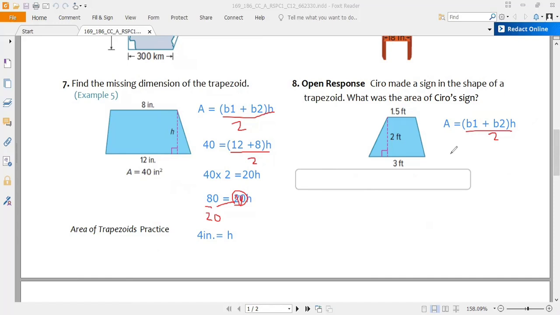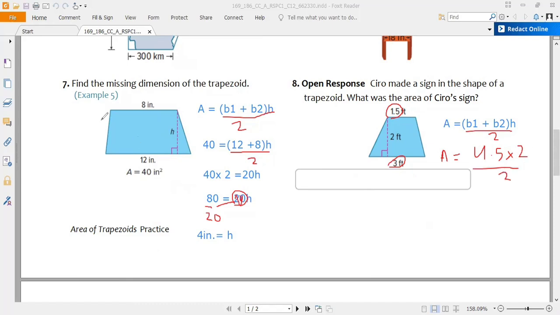Let us again plug in the values, and now I'm going to do it directly. Here you don't have to do it like before. You just plug in the values because area is missing. So now look at the bases. You have two bases, one is 3 and one is 1.5. If you add 3 and 1.5, it will be 4.5. Height is 2. Then divide by 2.